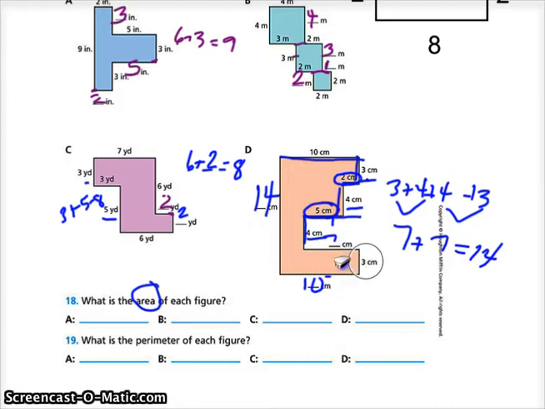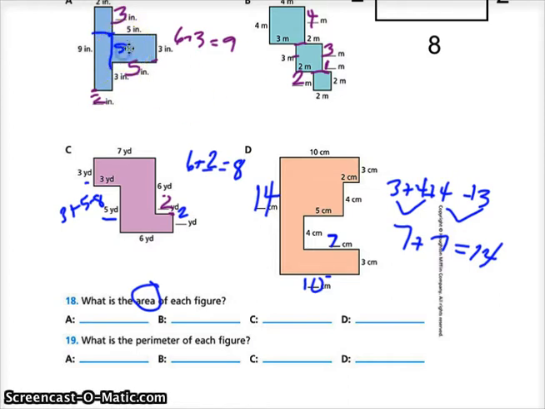So I just have my missing numbers showing. This was a 7. Remember, to find area, you want to break each figure into rectangles. So for this one, I'm going to break this in here and here.